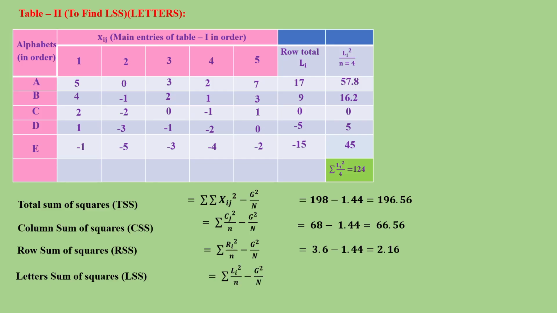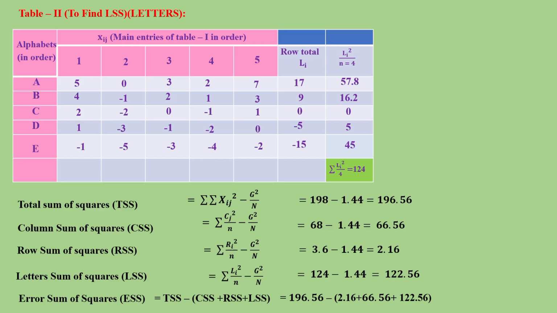Above table, table 2, 122.56. Error sum of square is equal to 5.28. Then prepare the ANOVA table. Source of variation: column, row, letters, that is treatment, and error or residual. Sum of squares, you write it, right? We have calculated previously, so take it from that.